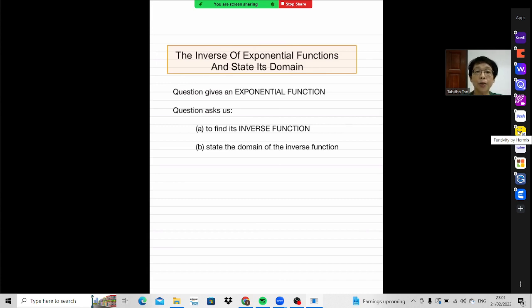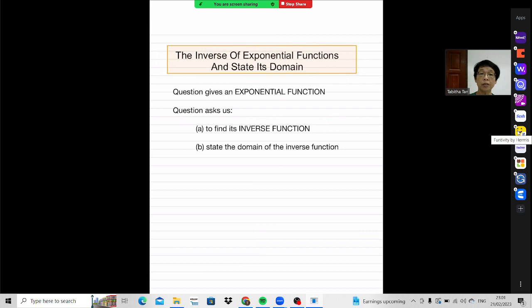I'm making this video to talk about the questions when it gives us an exponential function. Then the questions ask us to find the inverse function, and then they go on further to ask us to state the domains of that inverse function that we have found. Okay, so this is the title of what we're going to focus on.